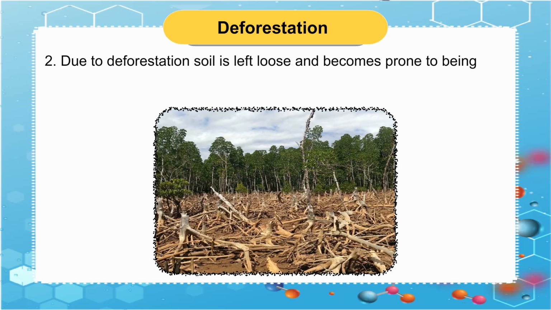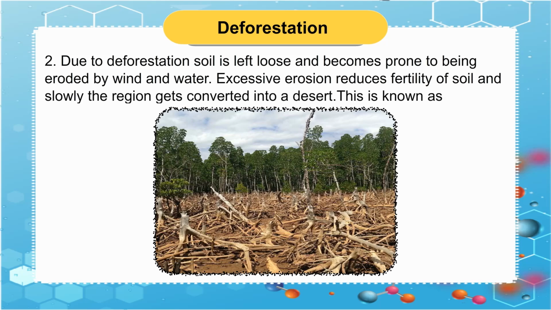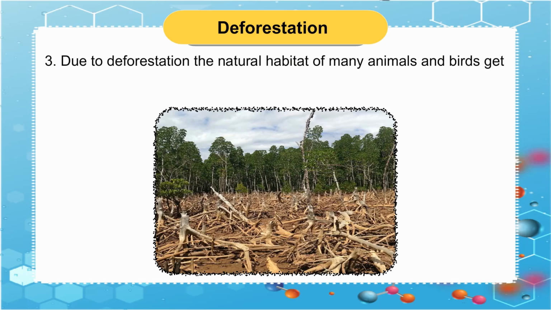2. Due to deforestation, soil is left loose and becomes prone to being eroded by wind and water. Excessive erosion reduces fertility of soil and slowly the region gets converted into a desert. This is known as desertification. 3. Due to deforestation, the natural habitat of many animals and birds get destroyed.